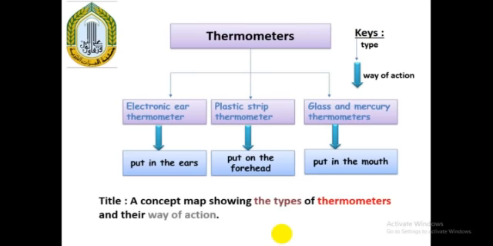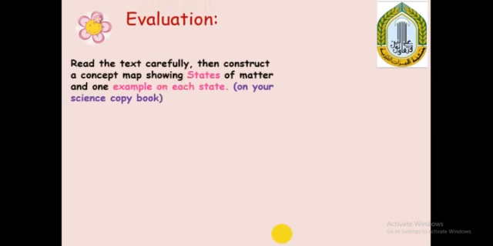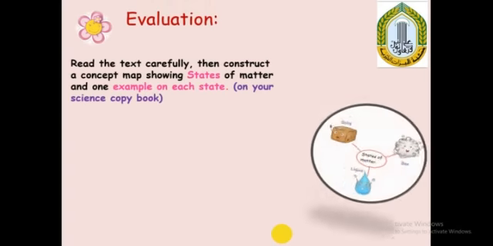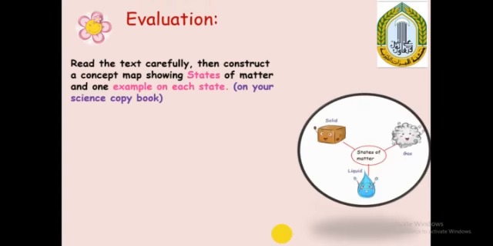Excellent. So as we said, we always start by a concept map showing the types of thermometers and their way of action. Here, it's your turn now. You will do this exercise as a homework. Read carefully the text, then construct a concept map showing the states of matter and one example on each state. Of course, you will do it in your science copybook.